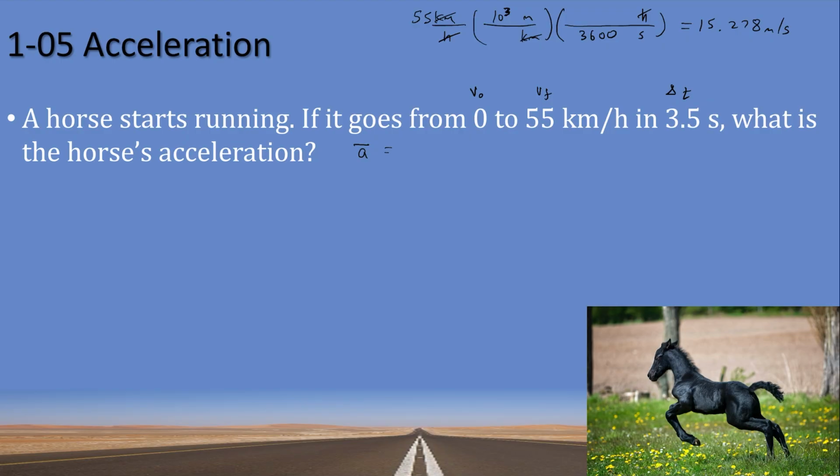So our acceleration is our final velocity minus the initial velocity over our final time minus initial time. So our final velocity in meters per second was the 15.278. The initial was 0. And our change in time was 3.5 seconds, or 3.5 minus 0, which gives you 4.37 meters per second squared. So this horse is changing its velocity by 4.37 meters per second every second.